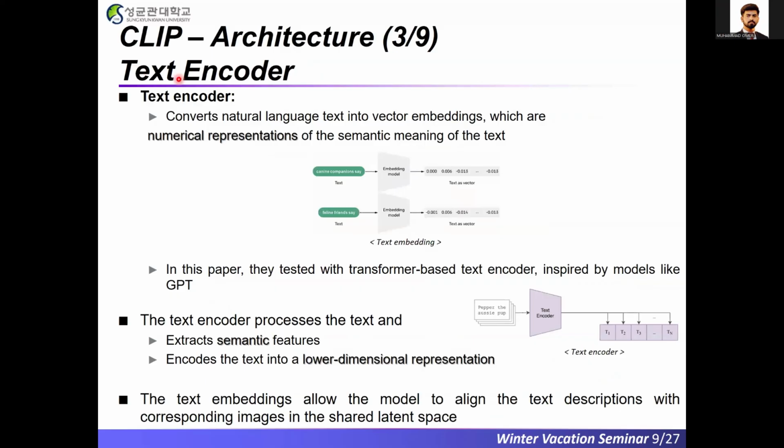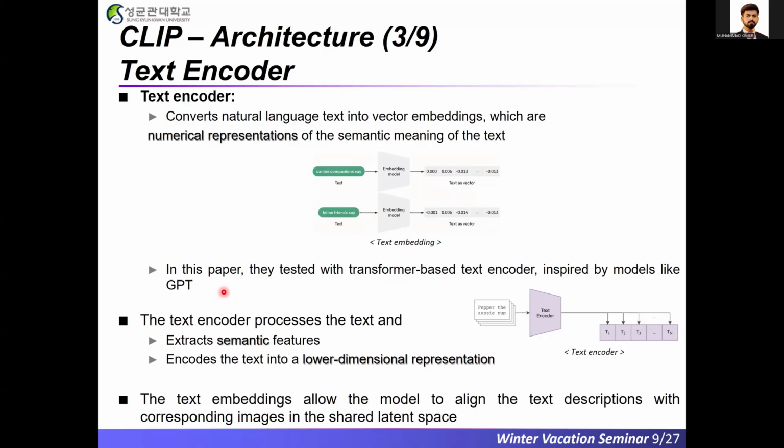The second thing is a text encoder. A text encoder converts natural language text into vector embeddings, which are numerical representations of the semantic meaning of the text. So what does it mean? For example, we have this text, canine companion, and we pass it into the embedding model. It will generate a different vector space, so each individual text gets some kind of value. In this paper, they tested with a transformer-based text encoder, which is inspired by models like ChatGPT. Here it is using the GPT model.